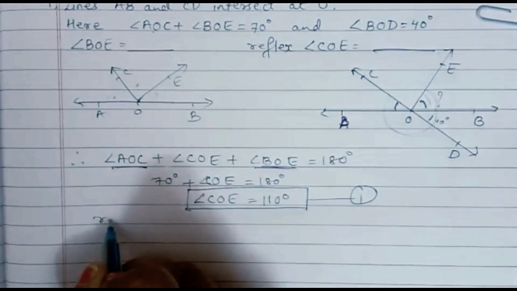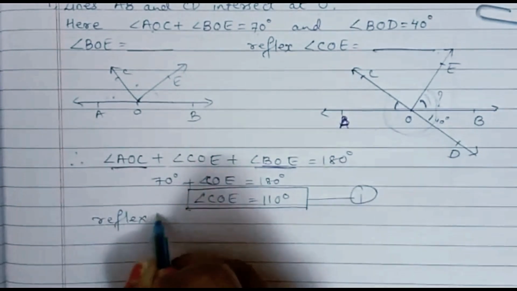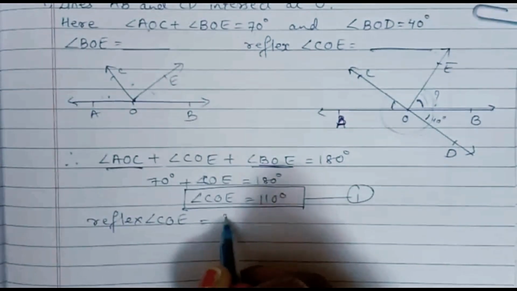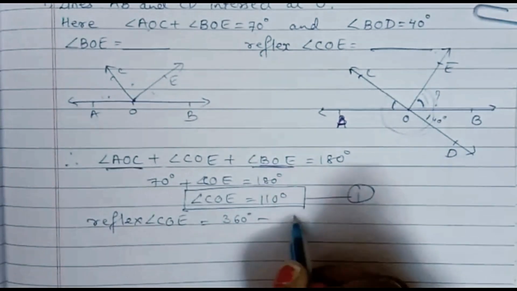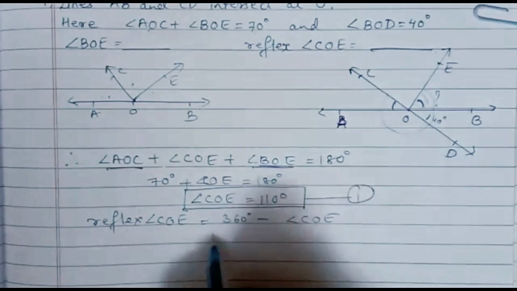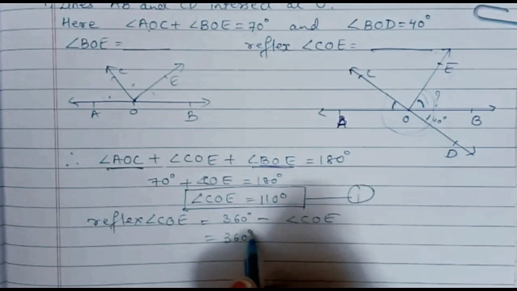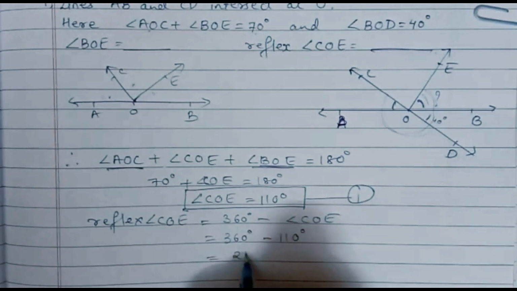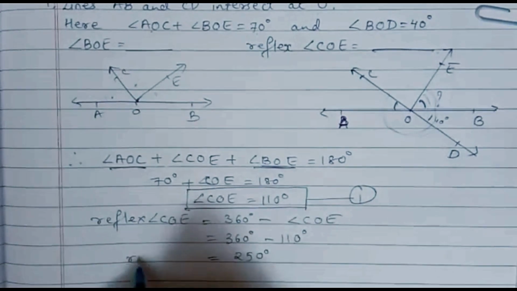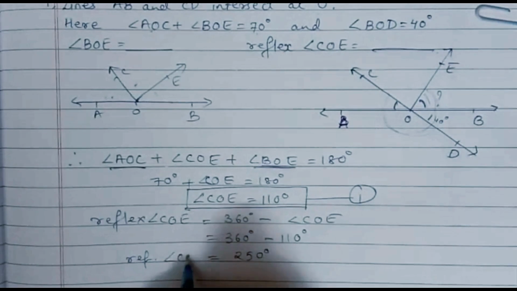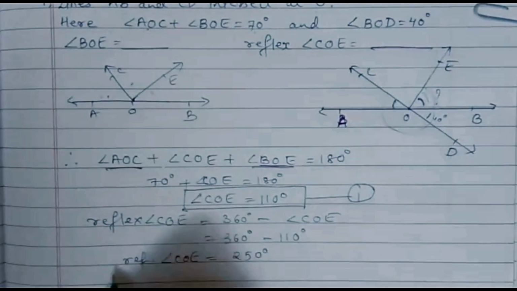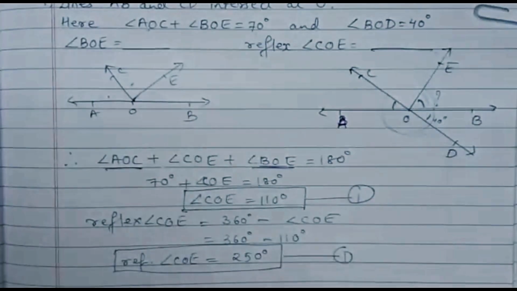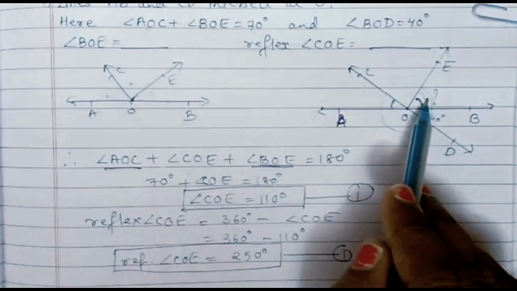It's very simple, we can just write reflex angle COE. As it is a reflex angle, it will be 360 minus angle COE. So this will be 360 degrees minus 110 degrees. So the answer is 250. So we got the answer, reflex angle COE is equal to 250 degrees. Now let us find what is angle BOE.